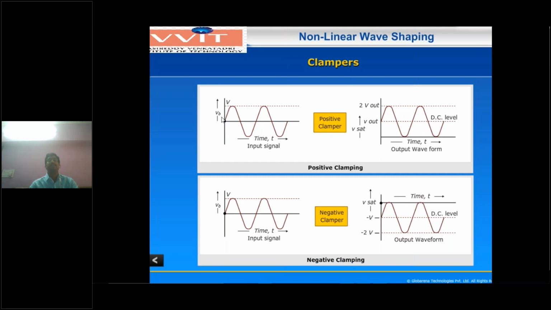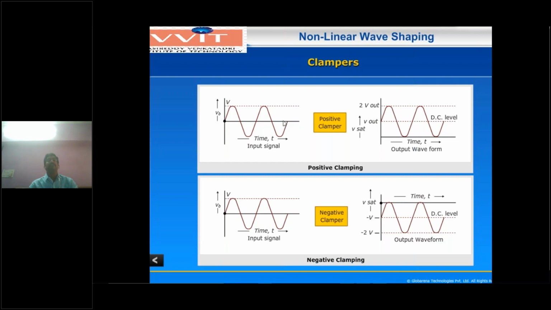The reference voltage here is the center, 0. Here also the reference voltage is 0 volts, but there is no negative peak here. Below the 0 volts line there is no waveform. That means the negative peaks are also brought above the 0 volts reference line. Why do you call this a positive clamper? Here the average DC value is 0 volts, but here the average DC level is V volts. That is the difference between the input waveform and the output waveform.